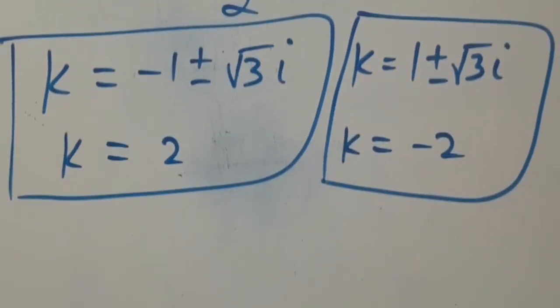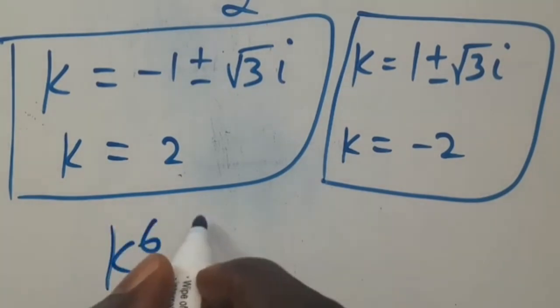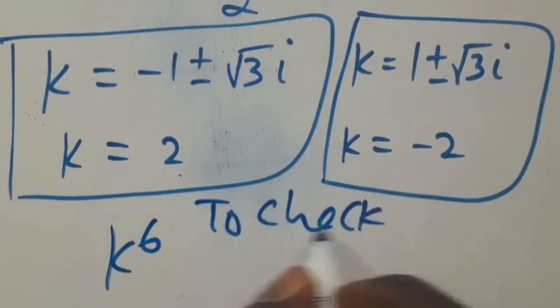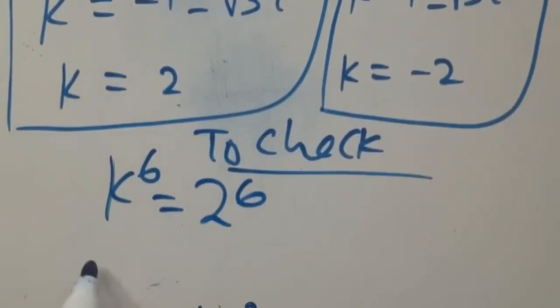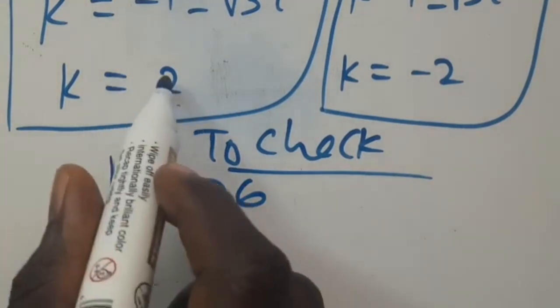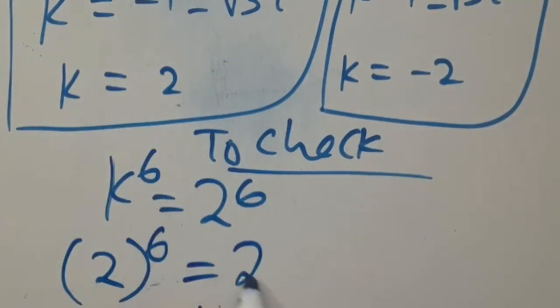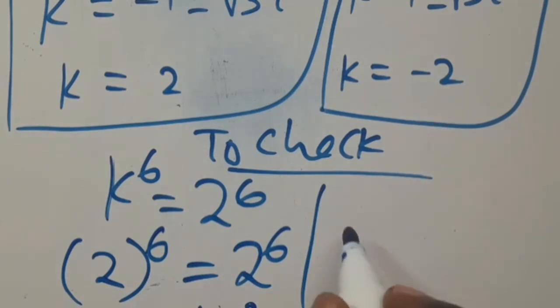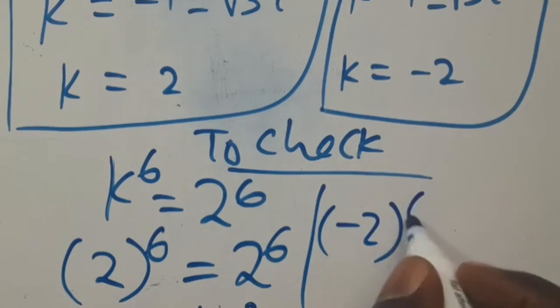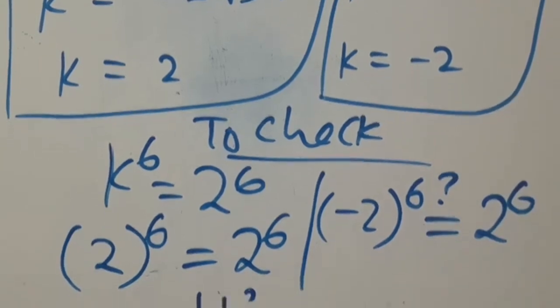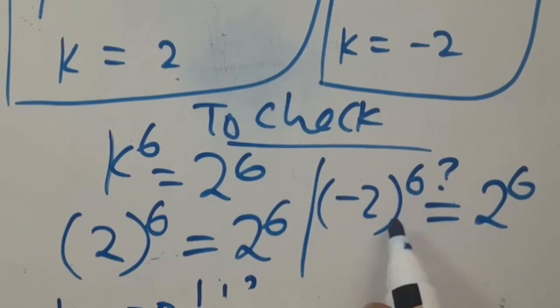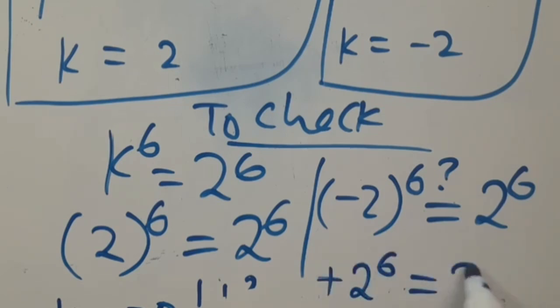So when you have k to the power of 6 to check, that equals 2 to the power of 6. Definitely, here will be 2 from here to the power of 6 will be equals 2 to the power of 6. And likewise, from here too, when k equals minus 2 will be minus 2 all in bracket to the power of 6. Is it going to give us 2 to the power of 6? But remember that this power is even, and this will be positive, then 2 to the power of 6 will be equals 2 to the power of 6.